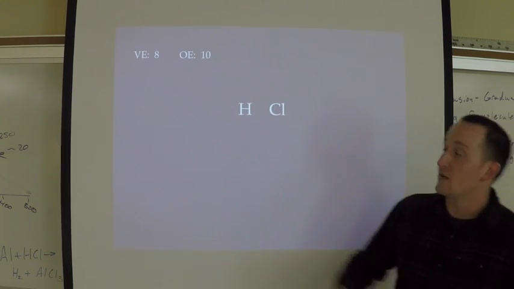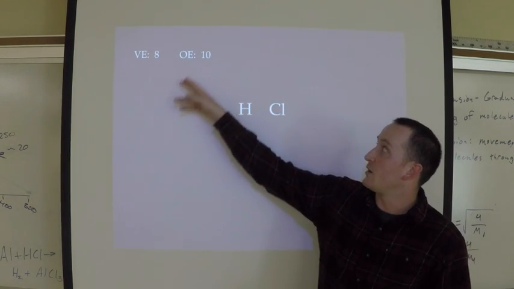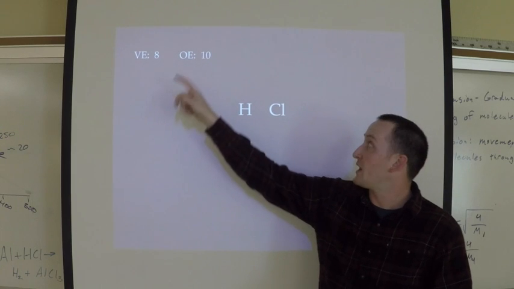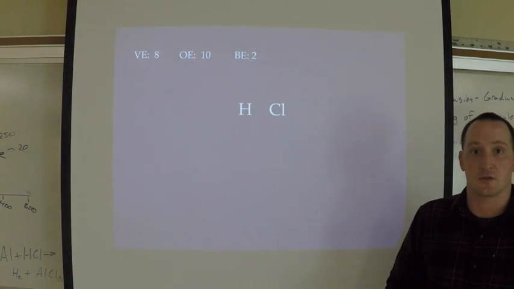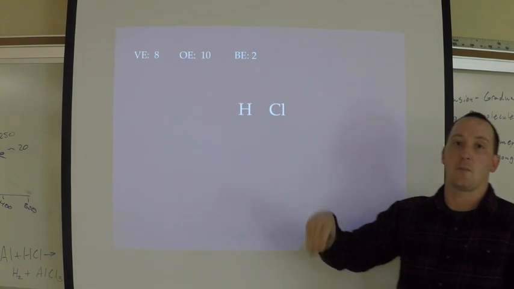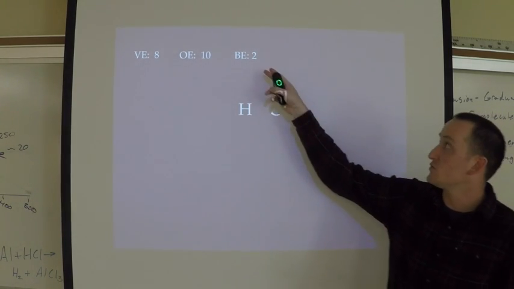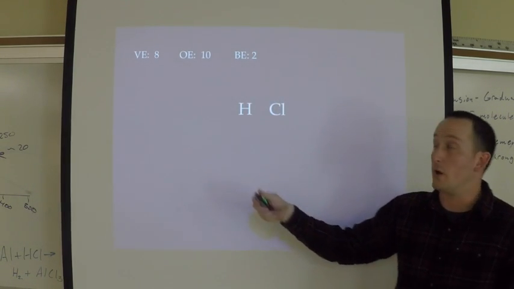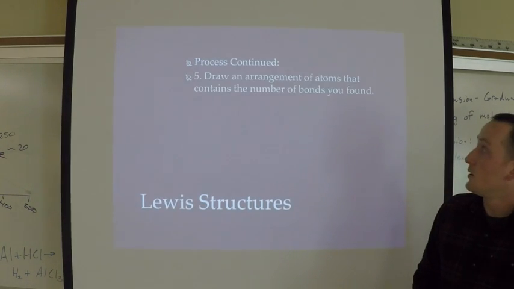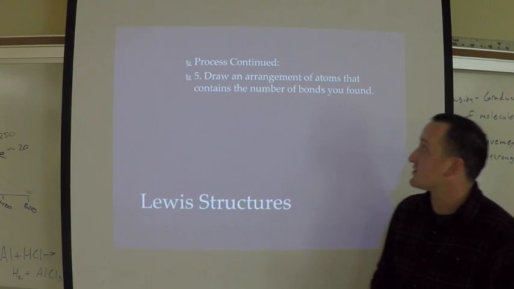So again, the third step on that previous slide was to do OE minus VE. So 10 minus 8 gives me 2 bonding electrons. Then my next step, step 4, was to divide my bonding electrons by 2. Well, 2 divided by 2 gives me 1, which means I'm going to have 1 bond. Okay? And here's the rest of our process.